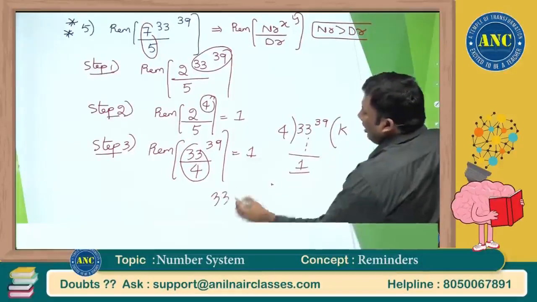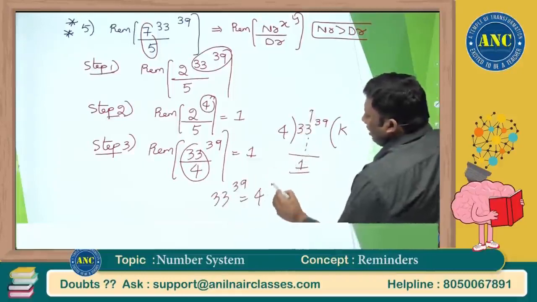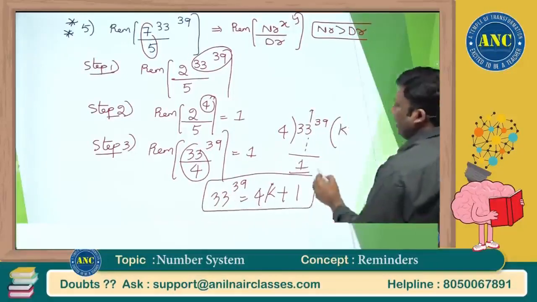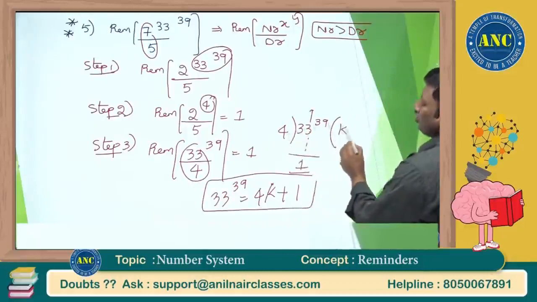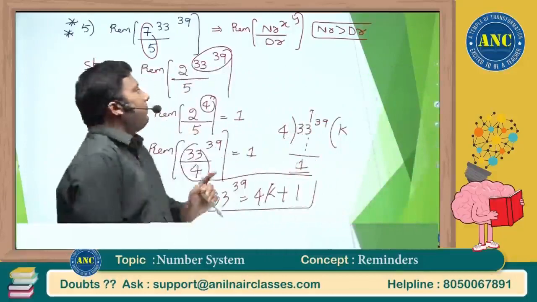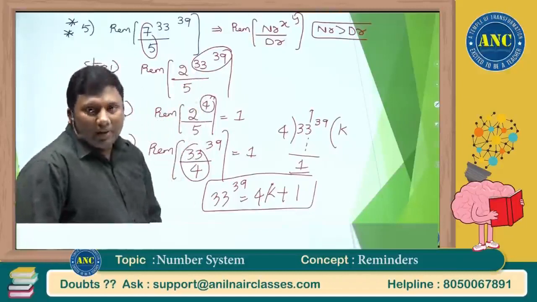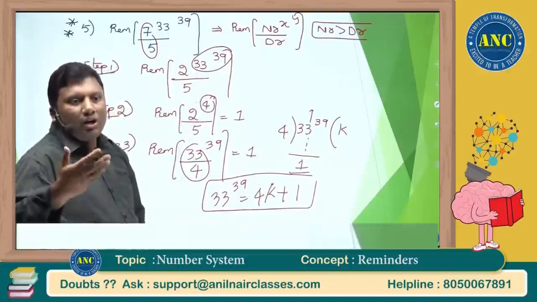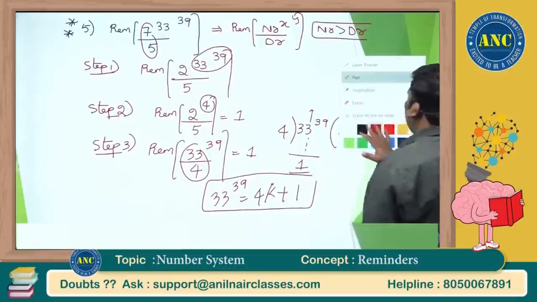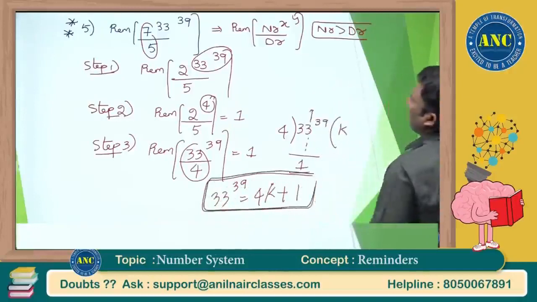Yesterday we discussed: dividend equals divisor into quotient plus remainder. What we are doing is finding, if this power is divided by 4, what the remainder will be, whether it is 1, 2, 3 or so on. So 33 power 39 when divided by 4, the remainder is nothing but 1.